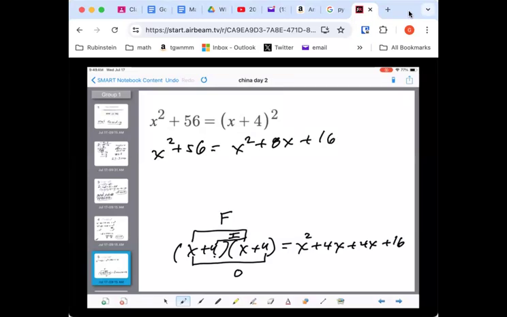Now you can literally just cross out the x squareds, subtract 16 from both sides, and divide both sides by 8. And that's how you get your answer of 5. So you want to look at where you went wrong, if you went wrong.